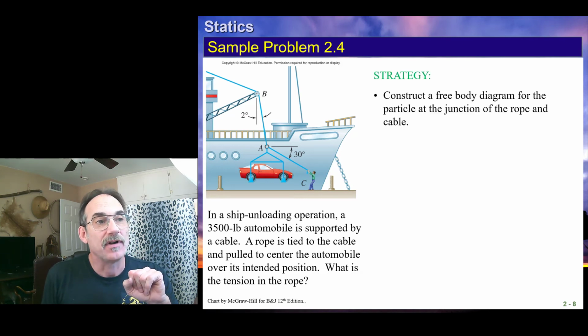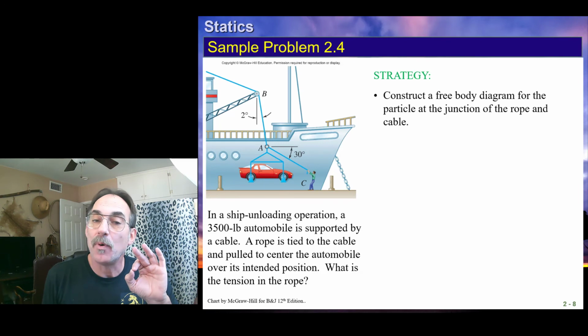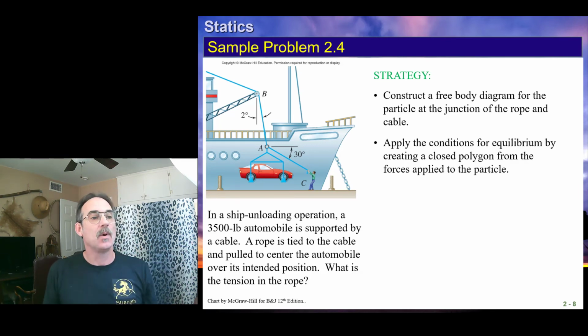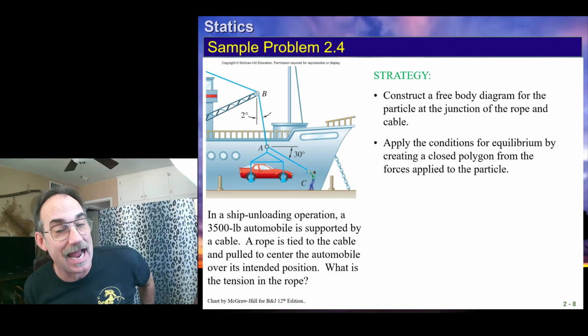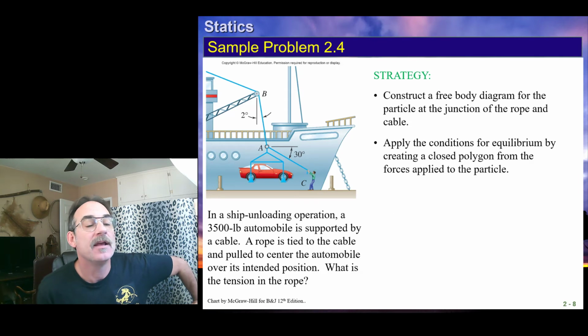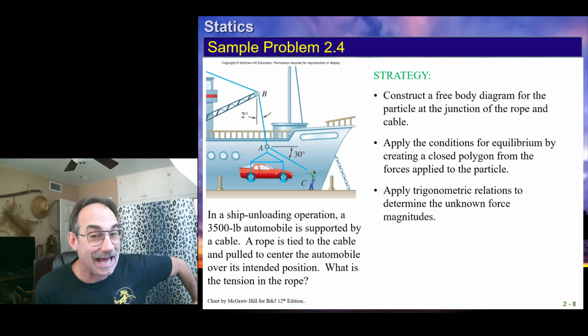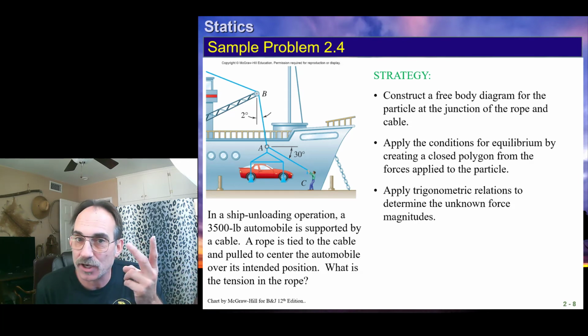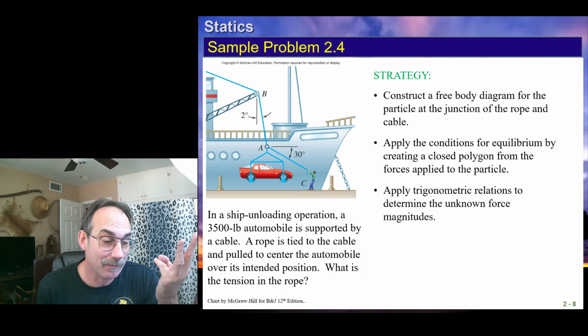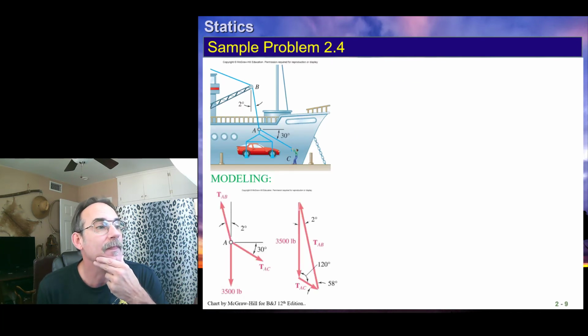So we're going to construct a free body diagram at the point where the forces are concurrent. That's point A. We're going to apply our conditions of equilibrium after we've carefully drawn all forces acting through that point to impose equilibrium, static equilibrium on that particle. And then we're going to apply trig, which means using either a law of sines, cosines, or rectangular components with the ij.